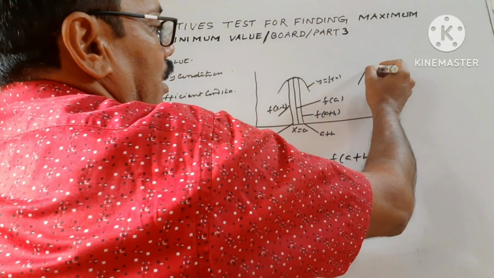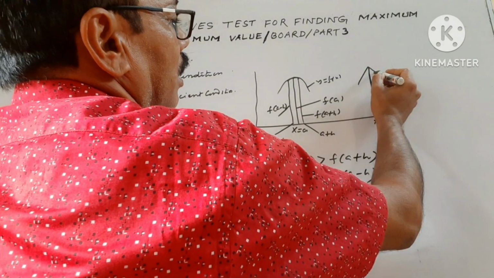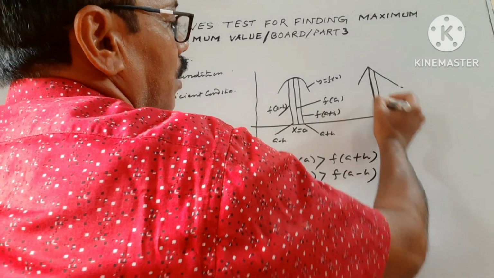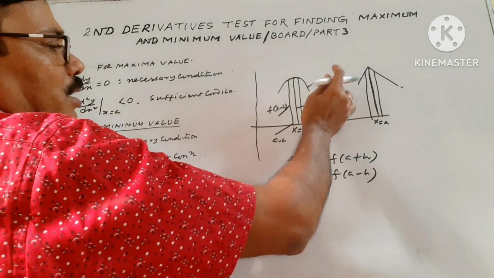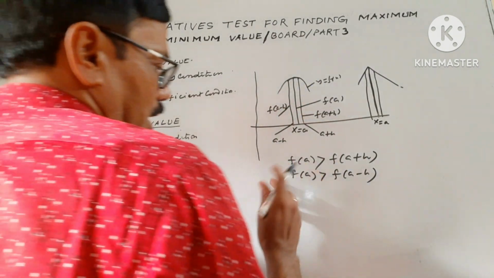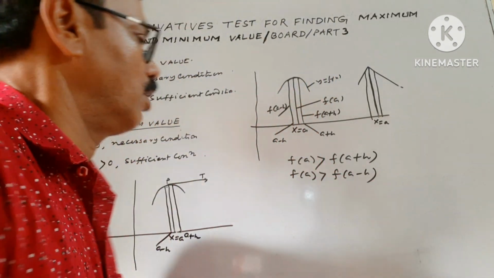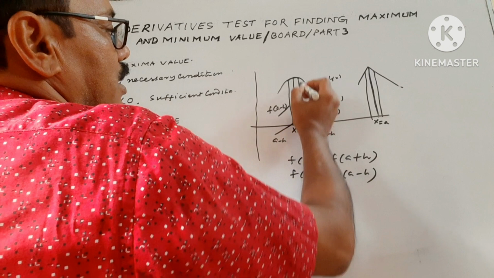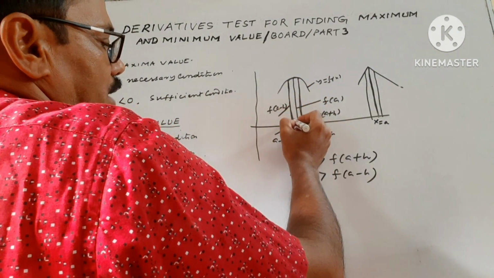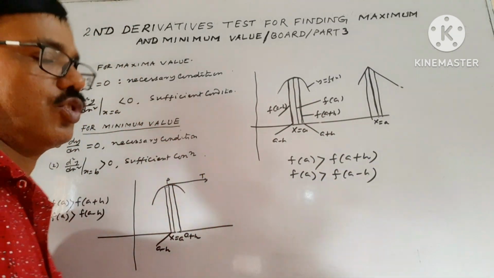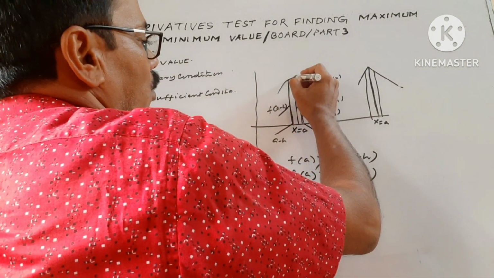So look in figure, if you consider this as f(a), this is f(a plus h), it is f(a minus h). Similarly for this figure also, in the neighborhood of a, f(a) is the greatest value. So this is f(a), it is greater than f(a plus h), and simultaneously f(a) is greater than f(a minus h). Look, this property is true for the point a only.